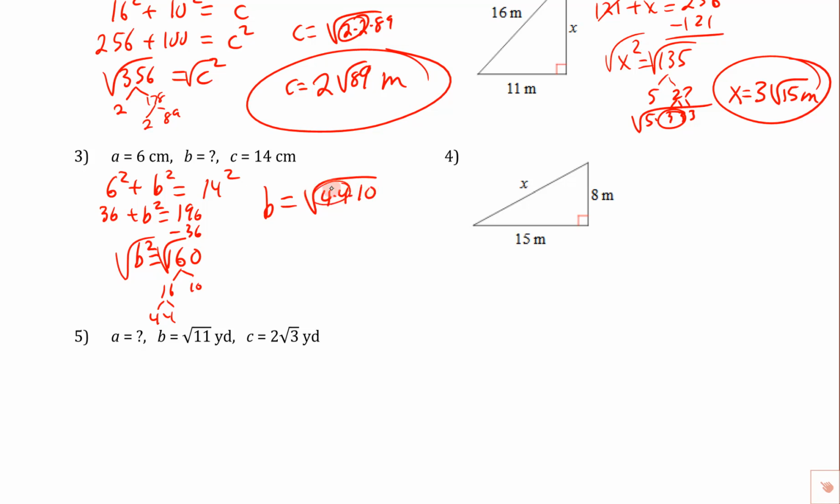Pair of 4's, so those are going to come on the outside. There's no sense breaking the 10 down because that's just a 2 and a 5, and we don't have any pairs. So this is going to be b equals 4 radical 10. We're going to write centimeters on the end of that. We're going to circle it, and we are done.